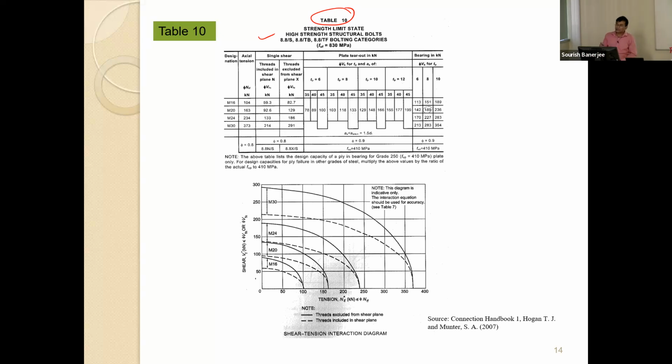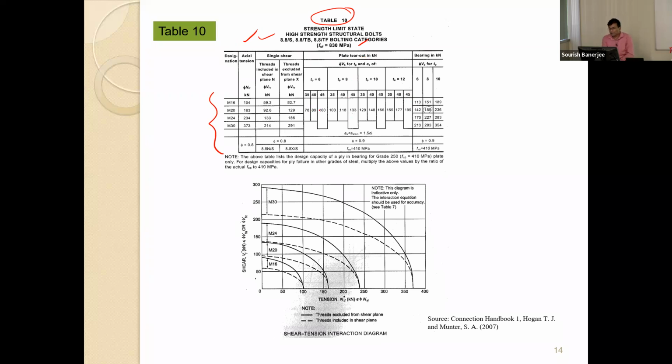Now, if you look here, FUF is much higher. That's the ultimate tensile strength of the bolt. I'll say the minimum tensile strength of the bolt in this case is 830 MPa, much higher than the 4.8 grade. This is the high strength structural bolts, and then these are the diameters. You can see axial tension capacity, single shear capacity, and in this case, we can see that it depends on the thickness of the plate which goes with it.